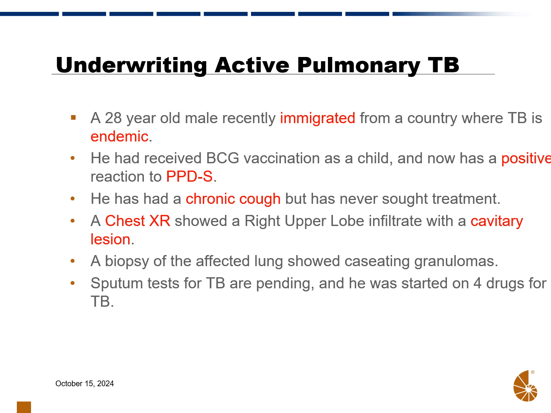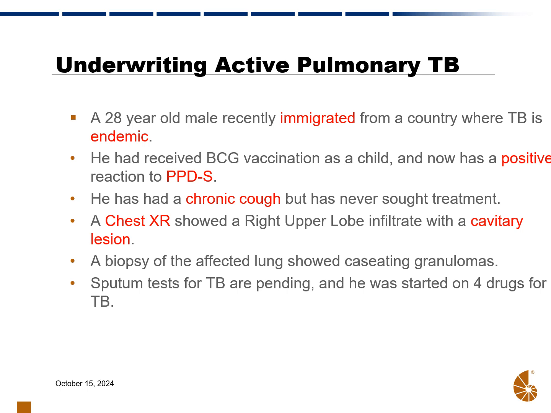Another case, underwriting active pulmonary TB, also a 28-year-old male, recently immigrated from a country where TB is endemic. In other words, there's a lot of TB where he came from. He had received BCG vaccination as a child and now has a positive reaction to PPD-S. Now, we said that some people that have received BCG vaccinations get that blood test to help determine whether they have active infection or disease.